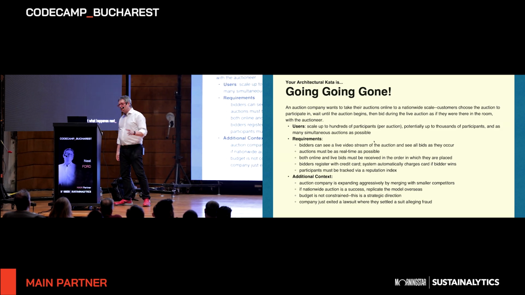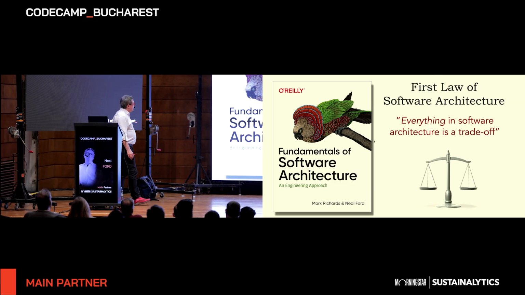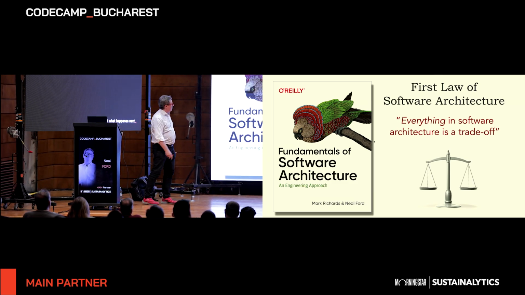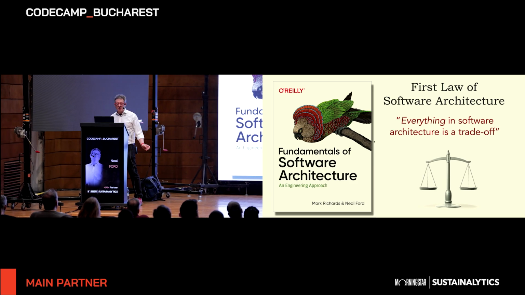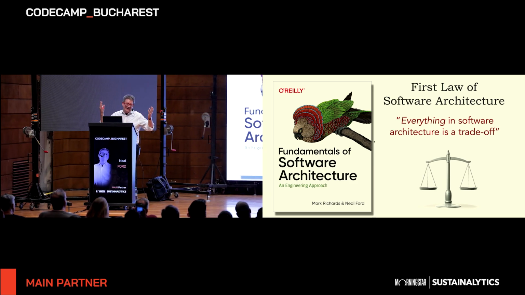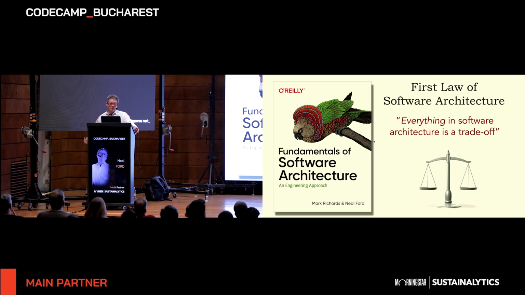So let's talk about what you would do as an architect here. This is all a very thin slice through our Fundamentals of Software Architecture book. And one of the things that we observed in this book is that pretty much the defining characteristic of software architecture is that everything is a trade-off. In fact, one of the ways to define software architecture decisions is as decisions where there are significant trade-offs associated with each possibility. That's a software architecture decision.